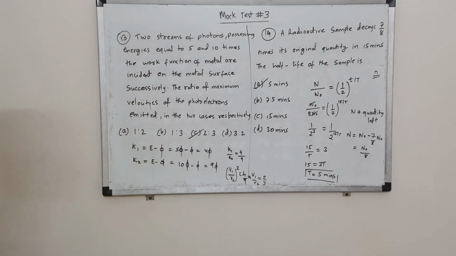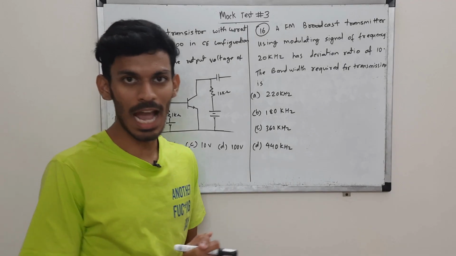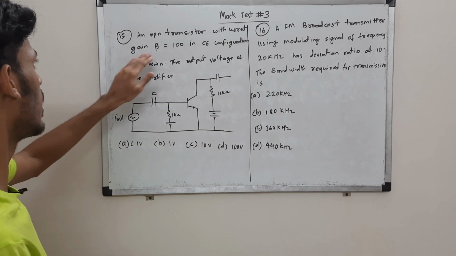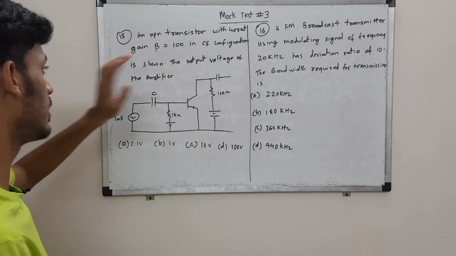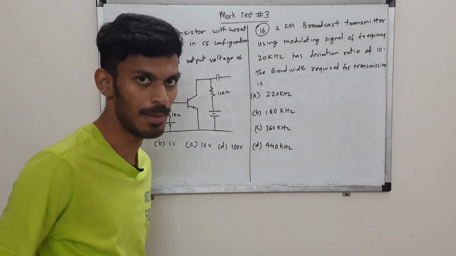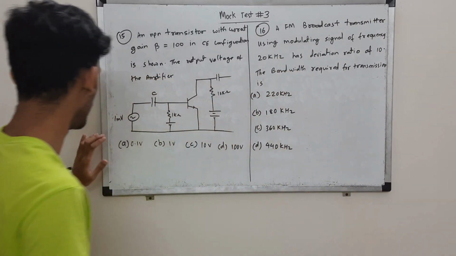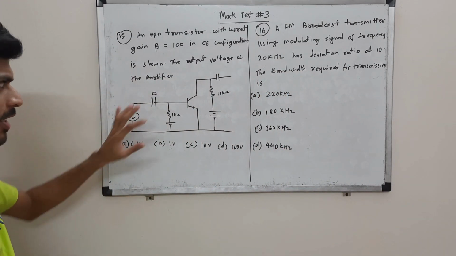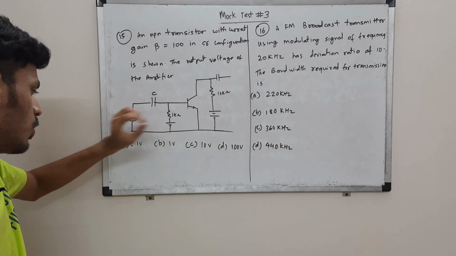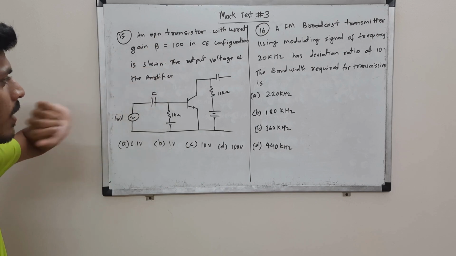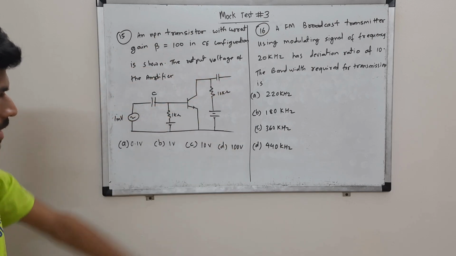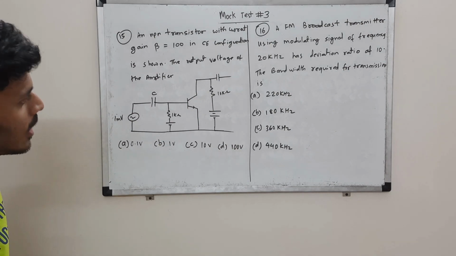Over to the next question. Questions 15 and 16 now. In question 15 we are given an amplifier with current gain beta as 100. This is in CE configuration, and you are supposed to tell what is the output voltage of the amplifier. So let's see what data is given. Here we have the input side and that is the output side. We have the input voltage, the input resistance, the current gain, and the output resistance. We are supposed to find the output voltage.